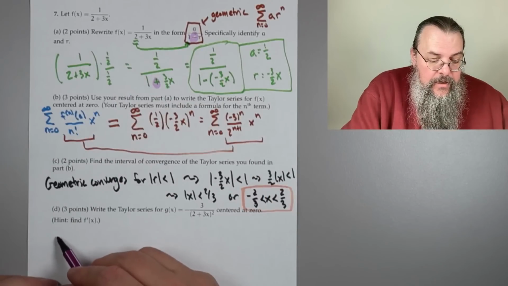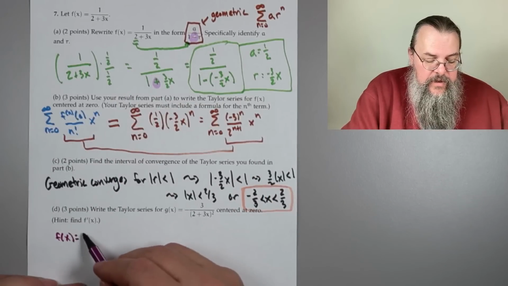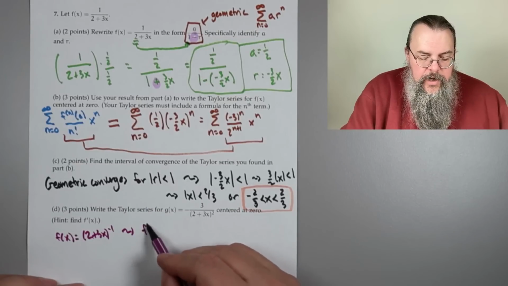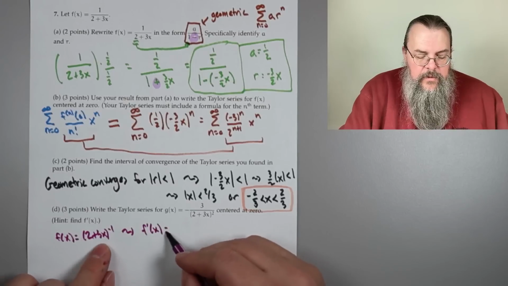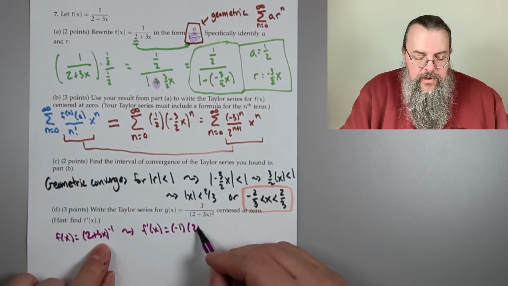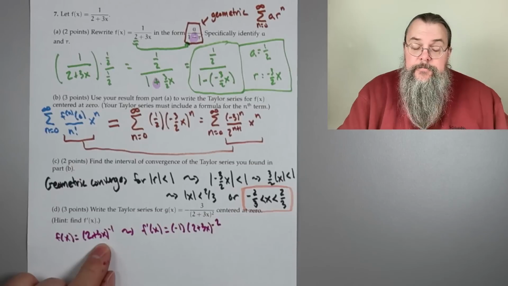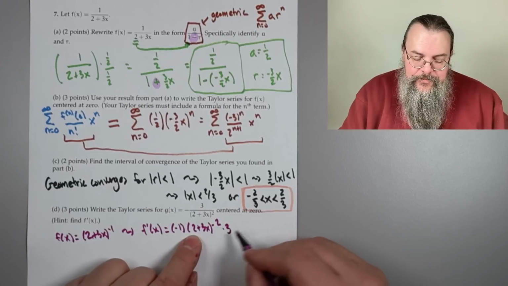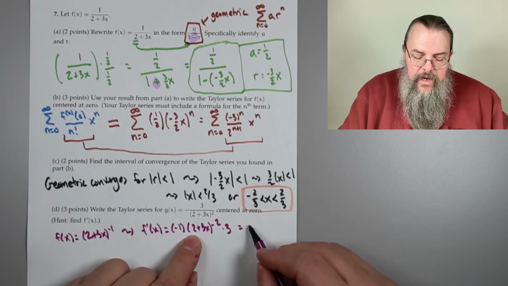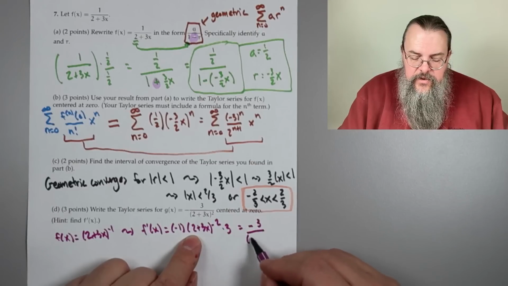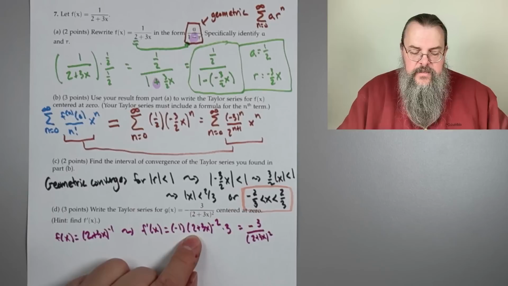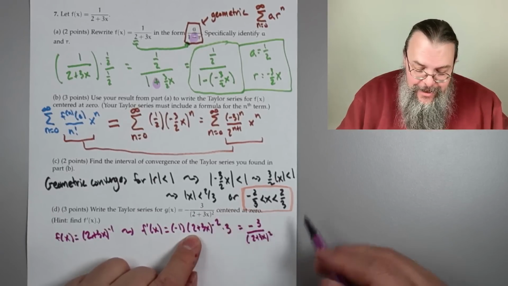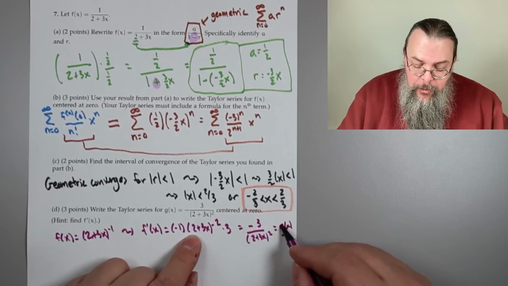So we say, okay, if f of x, I can write this as (2 plus 3x) to the minus 1. Then f prime of x is the minus 1 comes down, (2 plus 3x) to the minus 2 power, times the derivative of the inside. So the derivative of 2 plus 3x is 3. That gives us a minus 3 upstairs and (2 plus 3x) squared downstairs. Okay, that's f prime. That's also g.